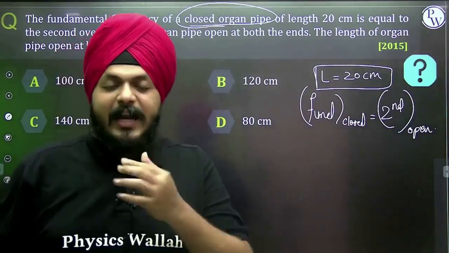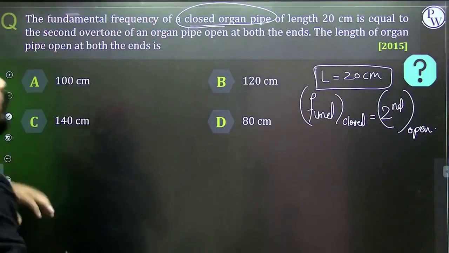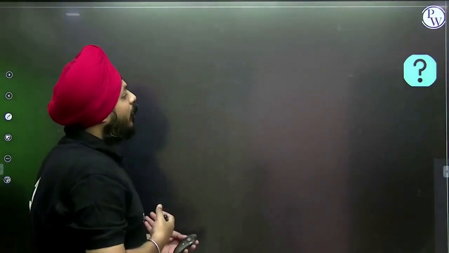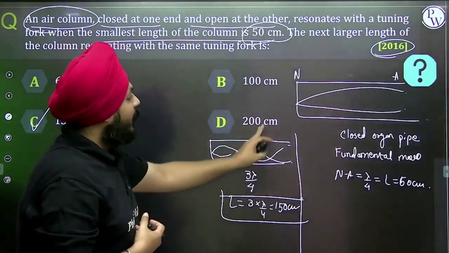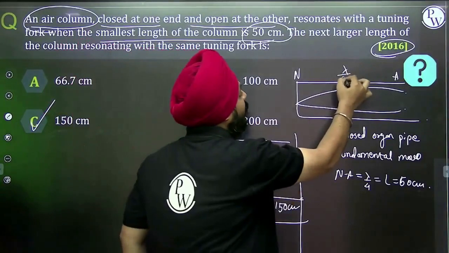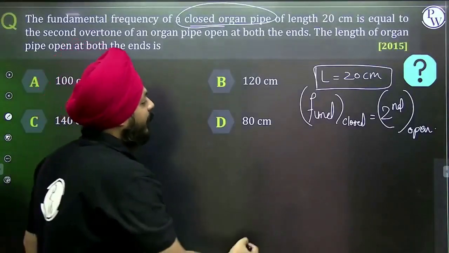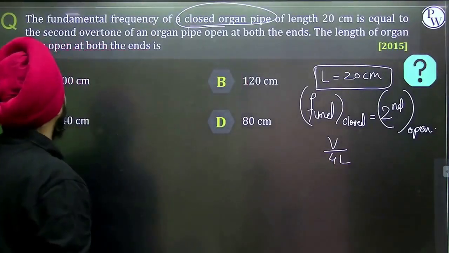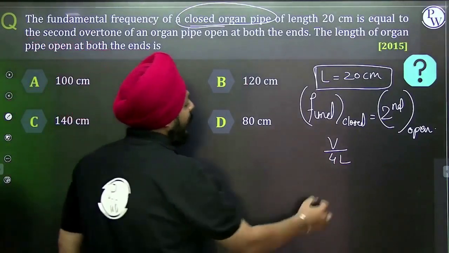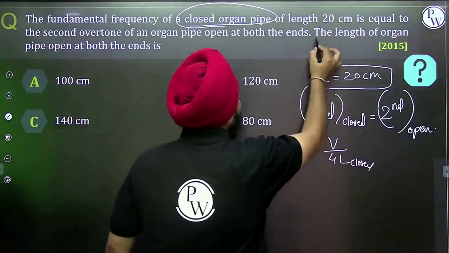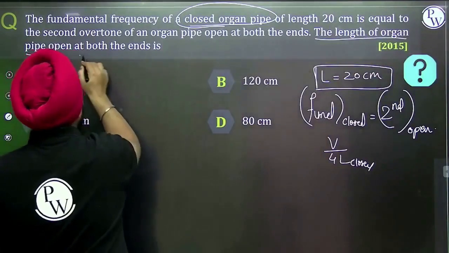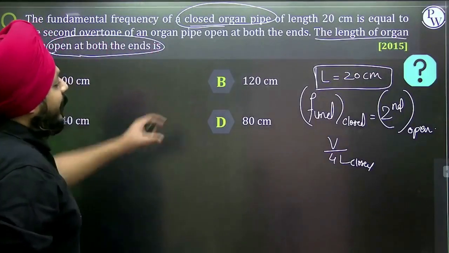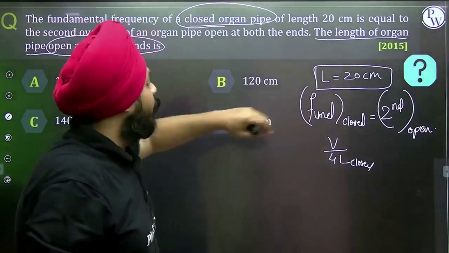What was the fundamental frequency of this closed pipe? We saw it right now from this. Here the distance between node and antinode is lambda by 4. So the fundamental frequency is V by 4L, where L is the length of the closed pipe. What we need to calculate is the length of the organ pipe that is open at both ends. So the fundamental frequency of the closed pipe is V by 4L.